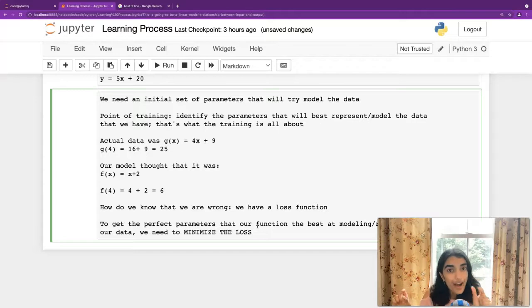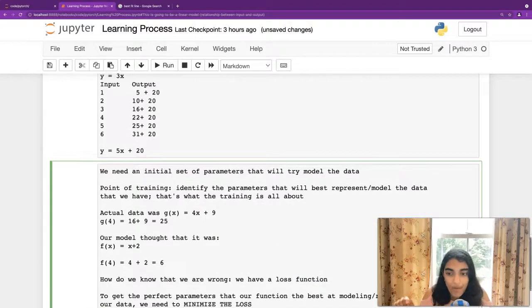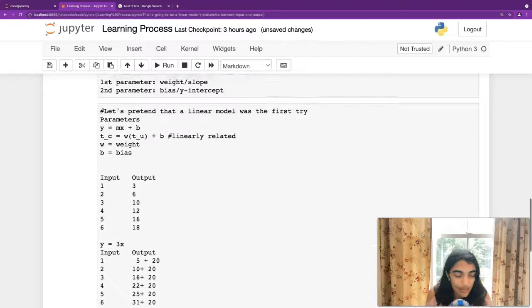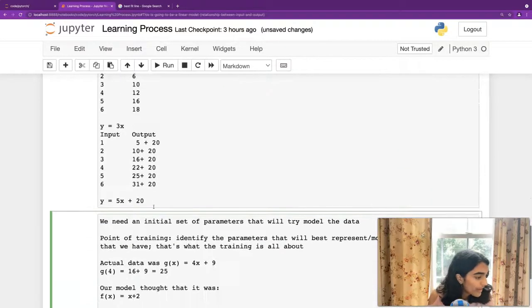We need to try to find that minimum point and try to optimize it and find the smallest value that it can be, because once we found the smallest loss value, once we found the parameters that minimize the loss, we found the parameters that best represent our data, at least based on the model that we're using, which is a linear model. Okay? So, yeah.